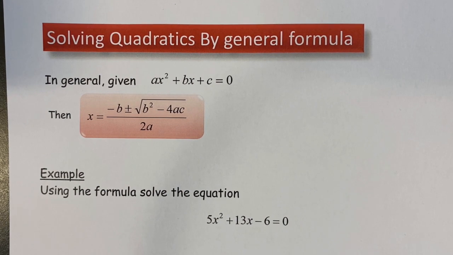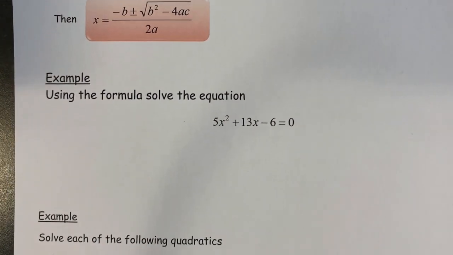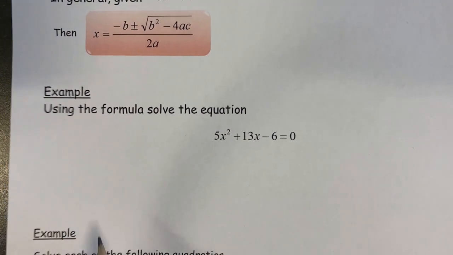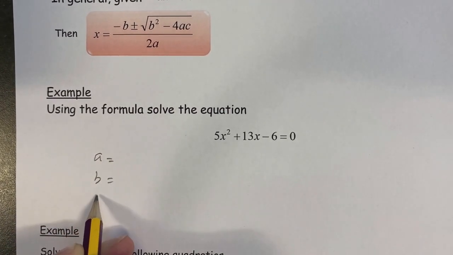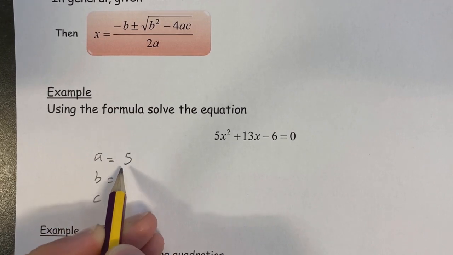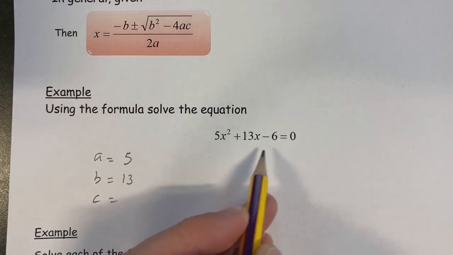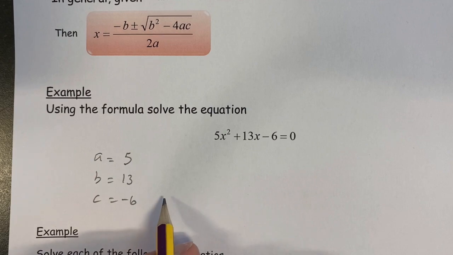Then we can solve it by using the formula that x is equal to a fraction with numerator minus b plus or minus, because there's two answers, the square root of b squared minus 4ac all over denominator 2 lots of a. So putting that into practice, the best way to tackle this, if we look at the first example, first of all, is to list what your a is, what your b is, and what your c is. A in this case is 5, b is 13, and c is negative 6.